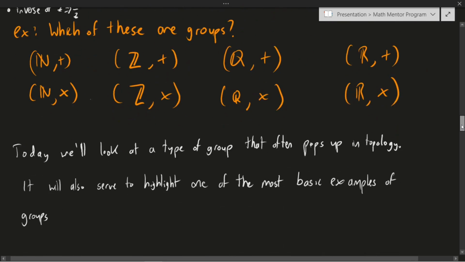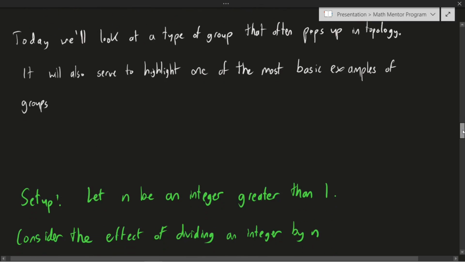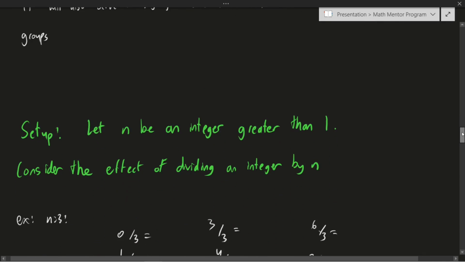Okay. So today we'll talk, of course, about groups, but we'll focus especially on one sort of group that tends to appear a lot in topology. It will also serve to highlight one of the most basic examples of groups. This is basically everyone's first example of a group. It's called the integers modulo n. So the setup here is that we have an integer n. It has to be greater than 1.